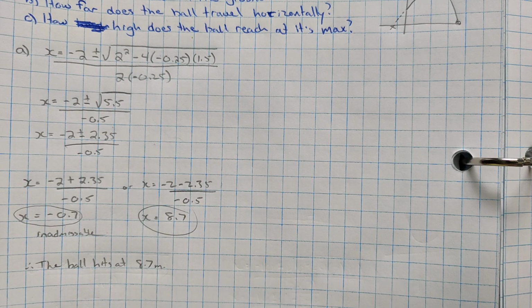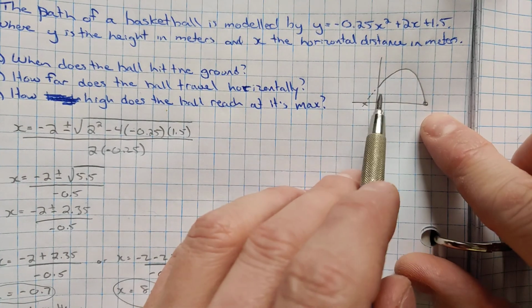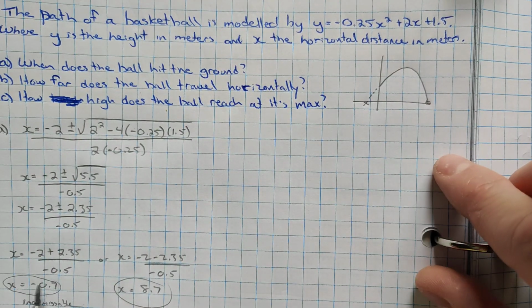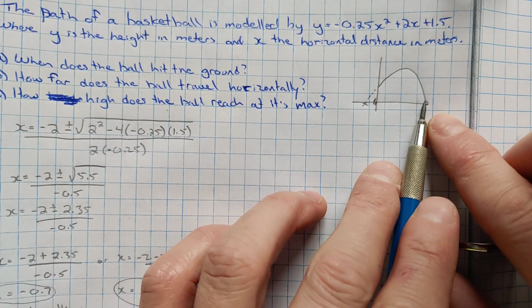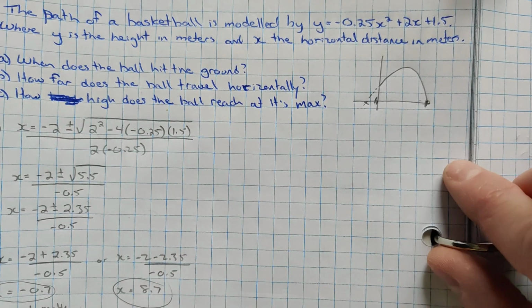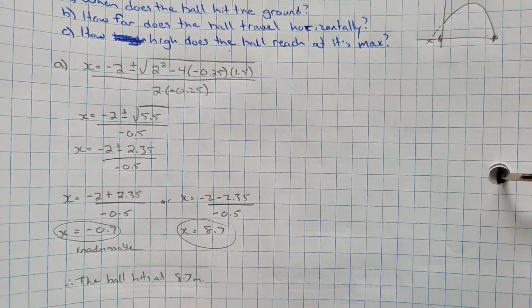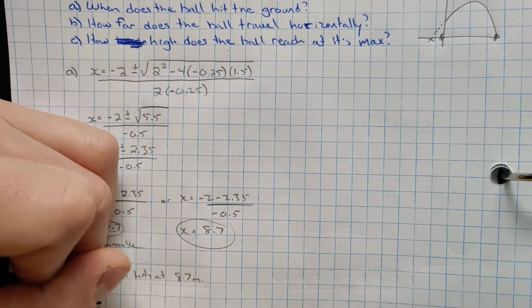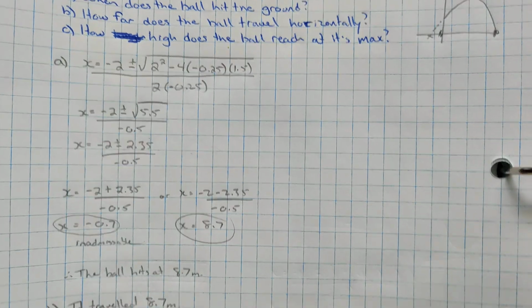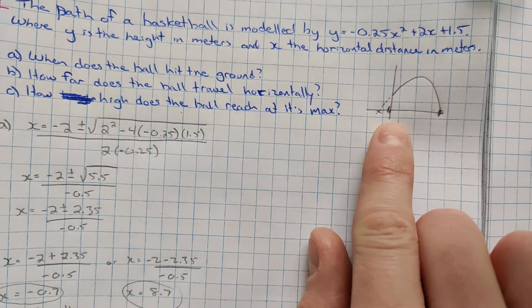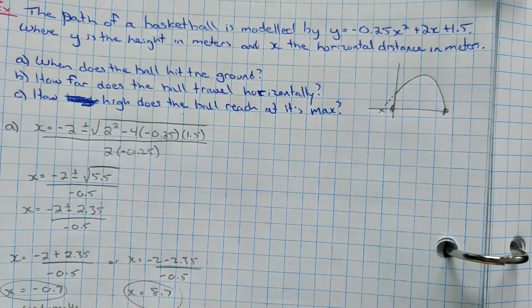Now part B says, how far does the ball travel horizontally? Now this becomes useful because we want to know, this could become useful at times if there were 2 points. In this case here, the ball started here at 0 and it traveled all the way over to 8.7. So how far horizontally did it travel? In B, it started at 0, landed at 8.7. How far did it travel? It traveled 8.7 meters. That's it, that's all. Why? Because this is 8.7. If it started at 0, that's 8.7 meters total travel distance.